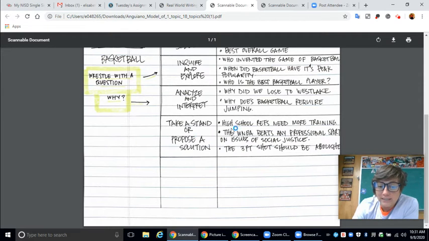And then finally, take a stand or propose a solution. I'm taking a stand on all 3 of these things. High school refs need more training. The WNBA beats any professional sport on issues of social justice. And the last point is the 3-point shot should be abolished. So I'm taking a stand on a controversial issue.